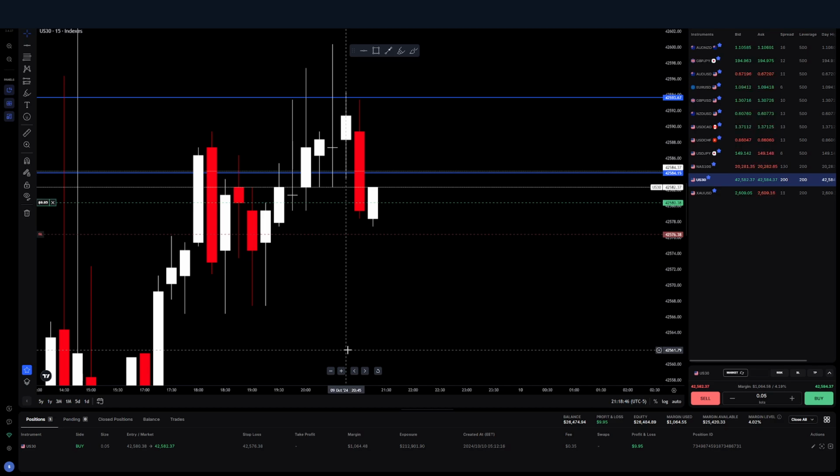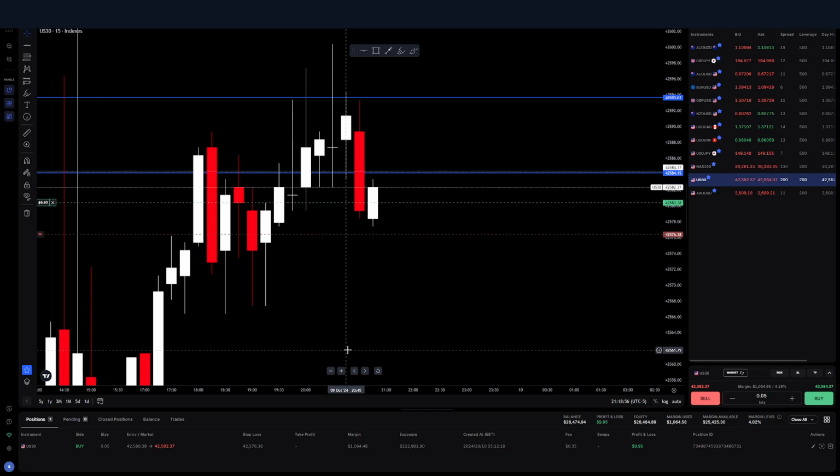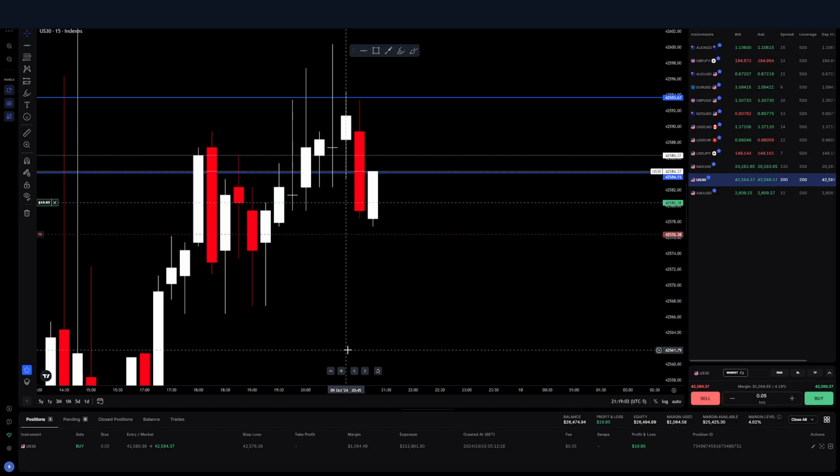So you have to know how much you're willing to risk each trade. You could either take smaller size and have a larger stop loss, or you can take bigger size. That's something you have to figure out. If you take bigger size, then you're probably going to have a tighter stop loss. But if you take smaller size, then you can have a bigger stop loss.